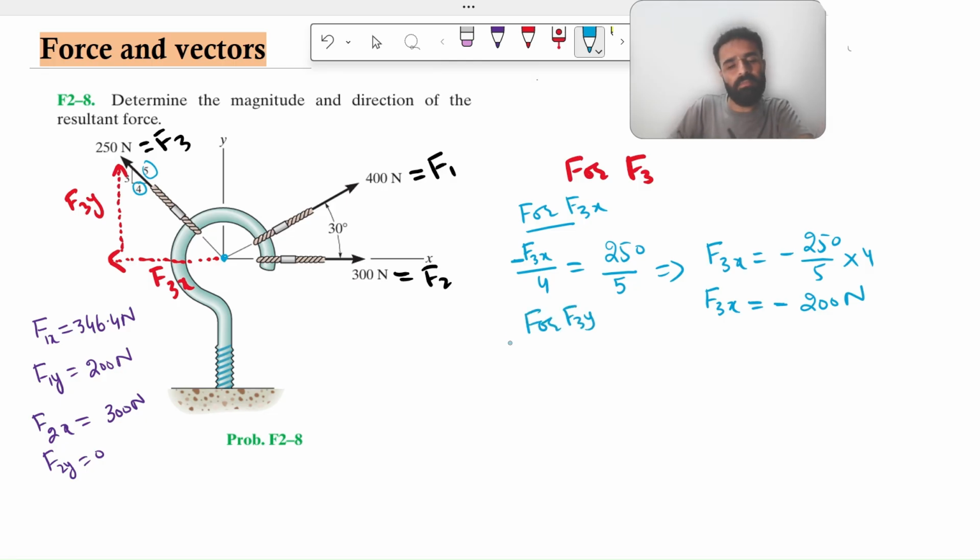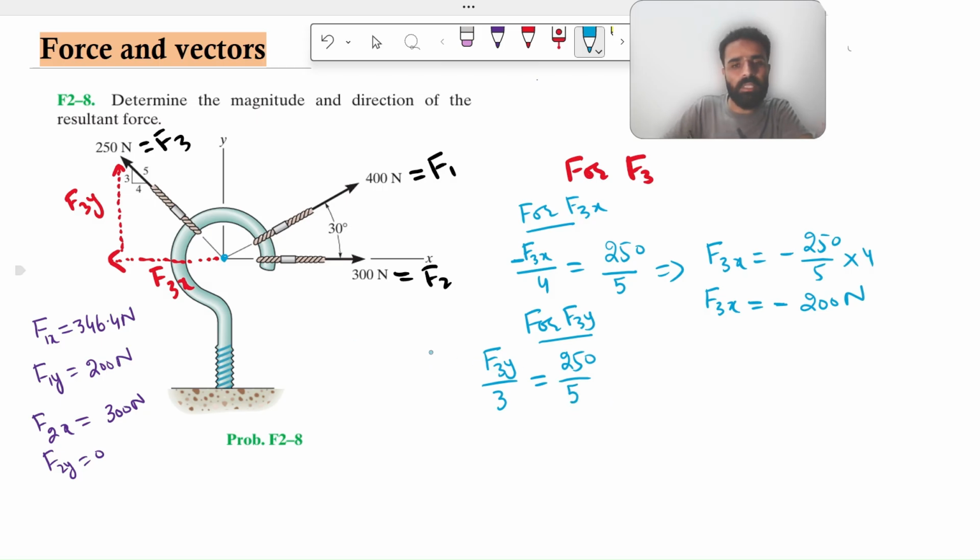Now do calculation for the F3y. We'll be using the similar triangle technique. Now we'll be taking the perpendicular. So the perpendicular of the large triangle divided by the perpendicular of the small triangle, which is 3, equals the hypotenuse of the large triangle, which is 250, divided by the hypotenuse of the small triangle, which is 5.